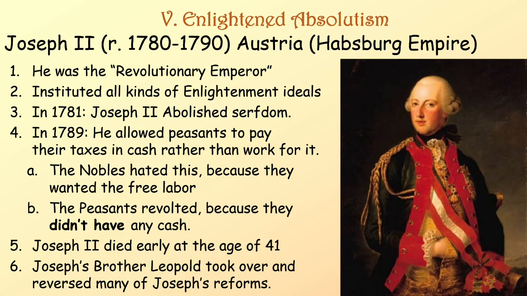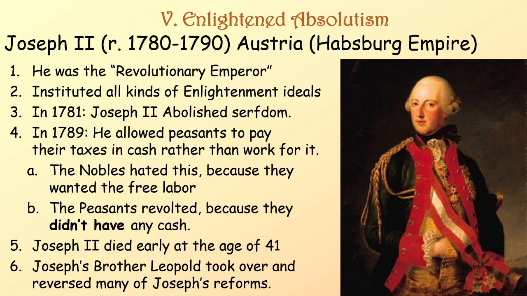Joseph II ruled from 1780 to 1790, the son of Maria Theresa, Austrian, Habsburg Empire, of course. He was the revolutionary emperor. He instituted all kinds of Enlightenment ideals. In 1781, Joseph II abolished serfdom. And in 1789, he allowed peasants to pay their taxes in cash rather than work for it.